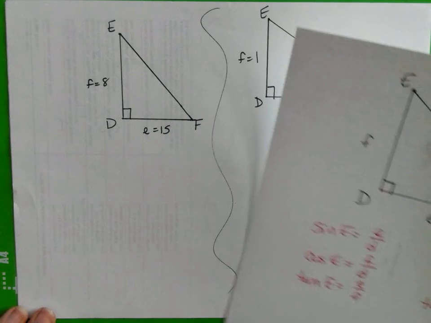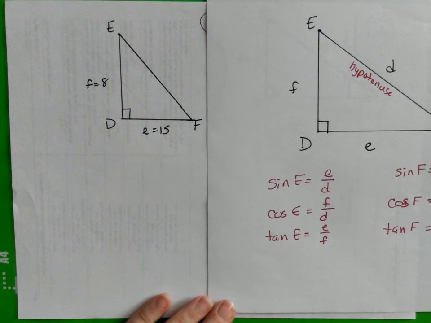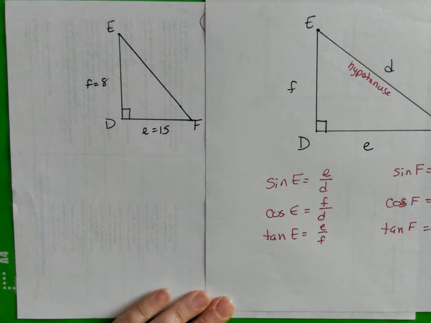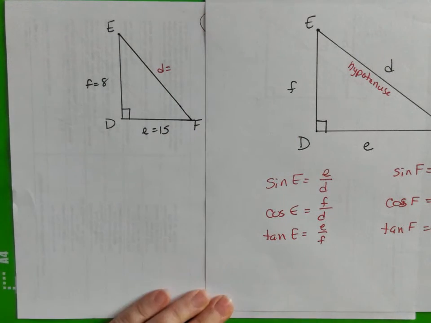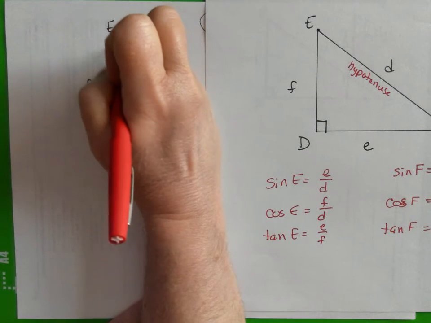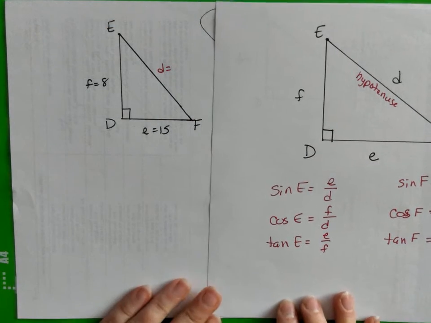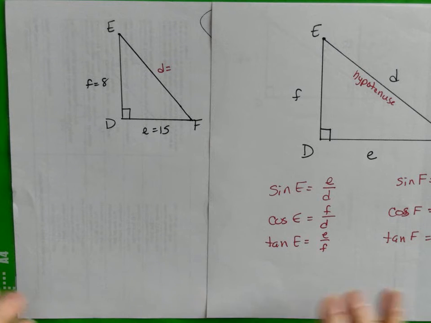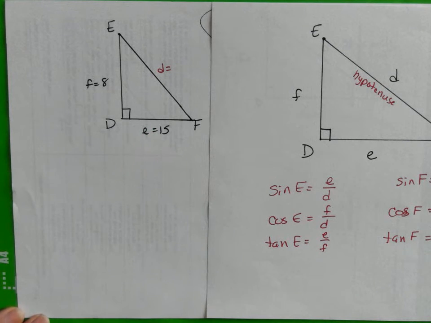Okay, so I have two problems here. So I'm going to leave this kind of like this if I can. Okay, and we can see that we're missing side D. So we need to find that. We are also missing the measure of angle E and the measure of angle F. Okay, so what do I know? Well, I know the other two sides. So the first thing I'm going to do is I'm going to calculate what D is.